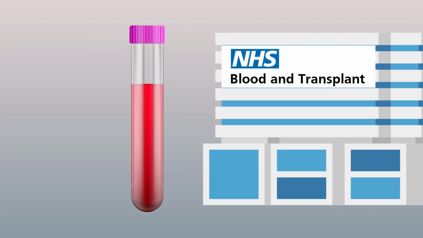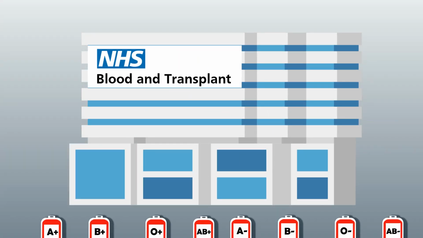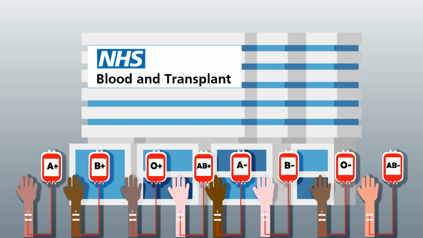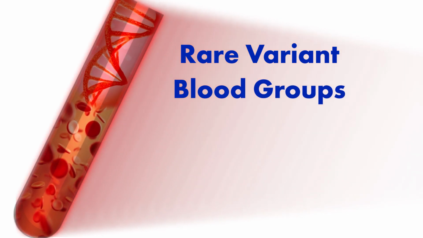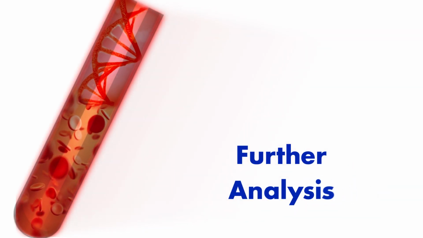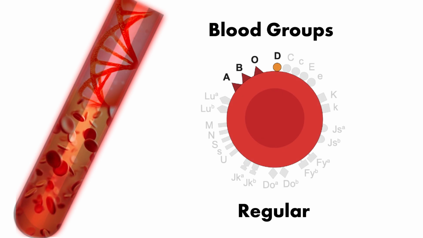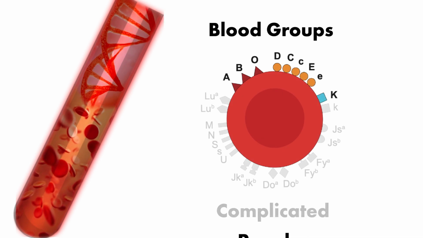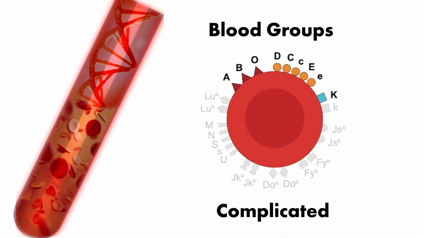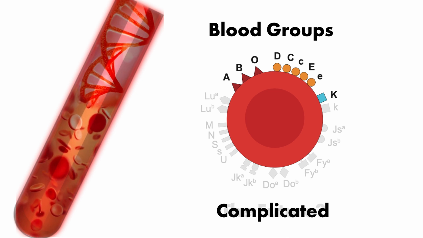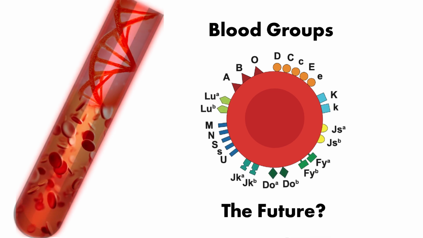First, a blood sample will be sent to NHSBT for extended blood typing so that we can establish the blood group of the patient. Some patients have rare variant blood groups which require further analysis by specialist genetic staff. This can include additional testing to read the genetic code of the red blood cell to determine what type of blood is most suitable for the patient before the next transfusion event.